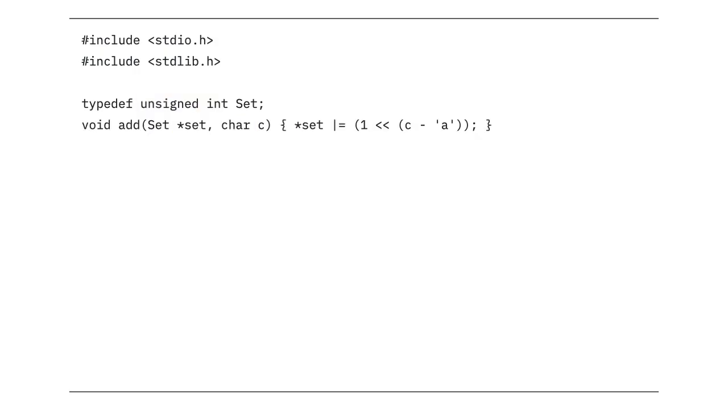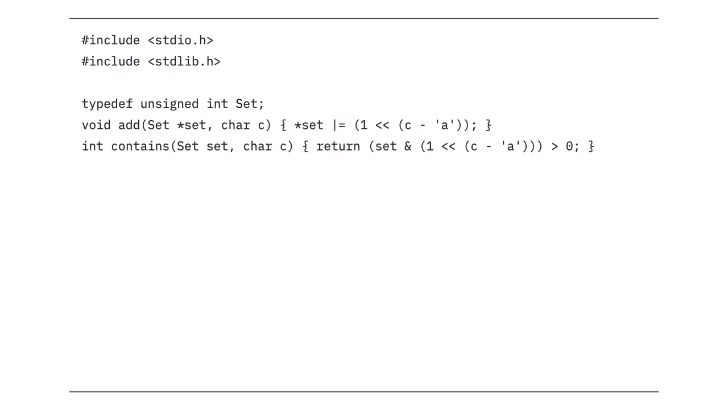Let's include standard I/O for input and output, and standard lib since we're going to allocate enough memory to store each line. Here we define a type we've called set. Notice it is simply an unsigned integer. Here we've defined how to add a character to a set. We get the offset of the character from A, left shift 1 that many positions, and then perform the bitwise OR operation on the value of the set and update the set with this value.